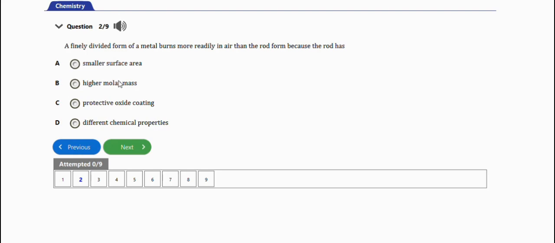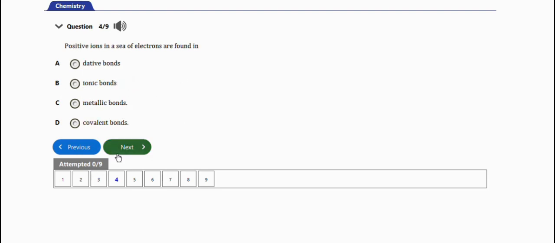Alright, the next question says in metallic solids the force of attraction is between the mobile valence electrons and the positively charged nuclei. Option B. The next question says positive ions in a sea of electrons are found in metallic bonds. Take note of this question, guys.